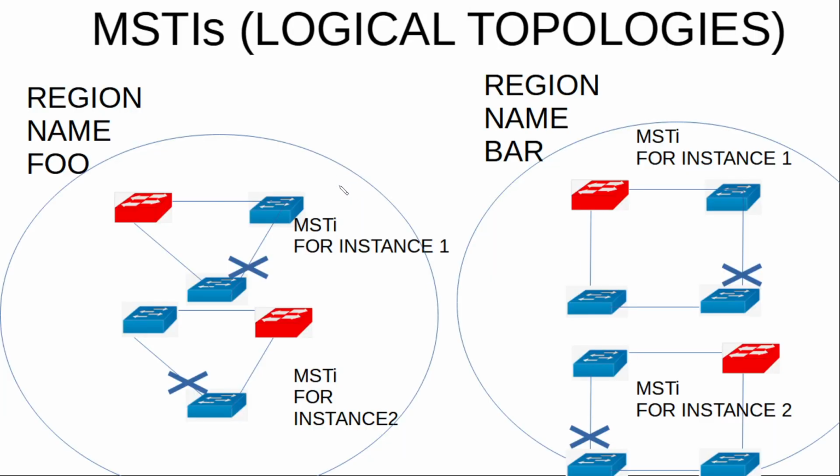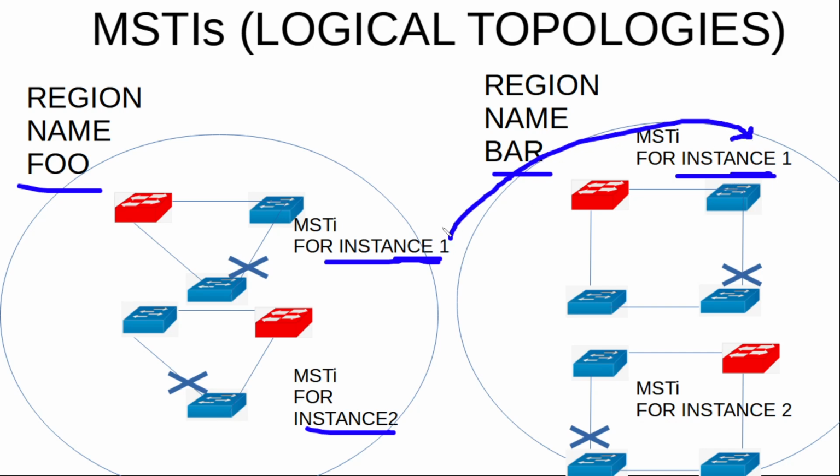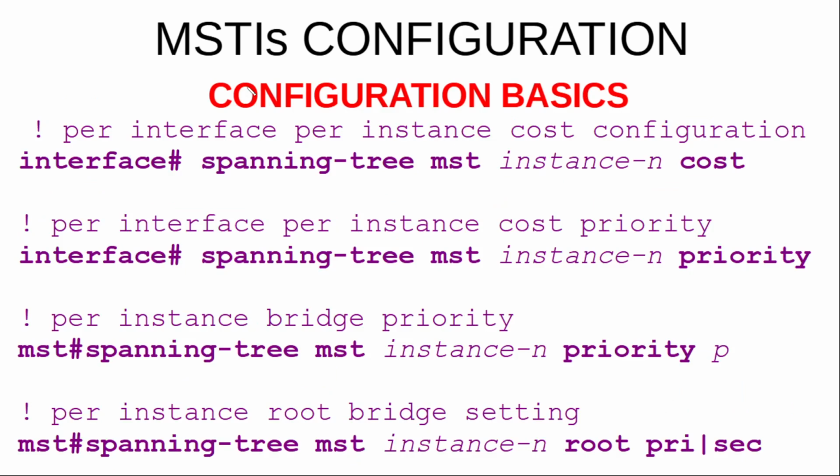Now, this is an example of how you have two regions. You have this region named foo, and you have instance 1 that has this topology and instance 2 that has this topology. And in another region, you also have instance 1 that has this topology and instance 2 that has this topology. So this instance 1 has nothing to do whatsoever with these other instance 1s. They are not related. They just happen to have the same number, but they belong to different regions. Bear that in mind. Now, how do you configure multiple spanning tree?